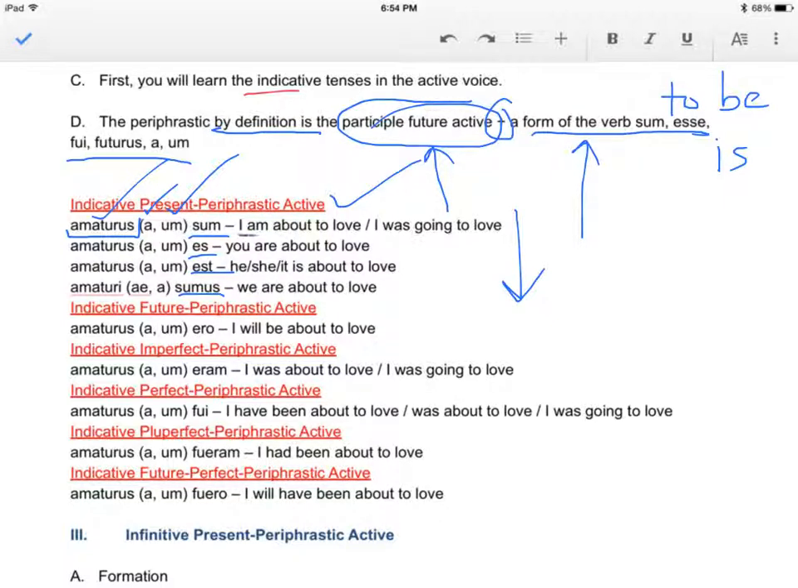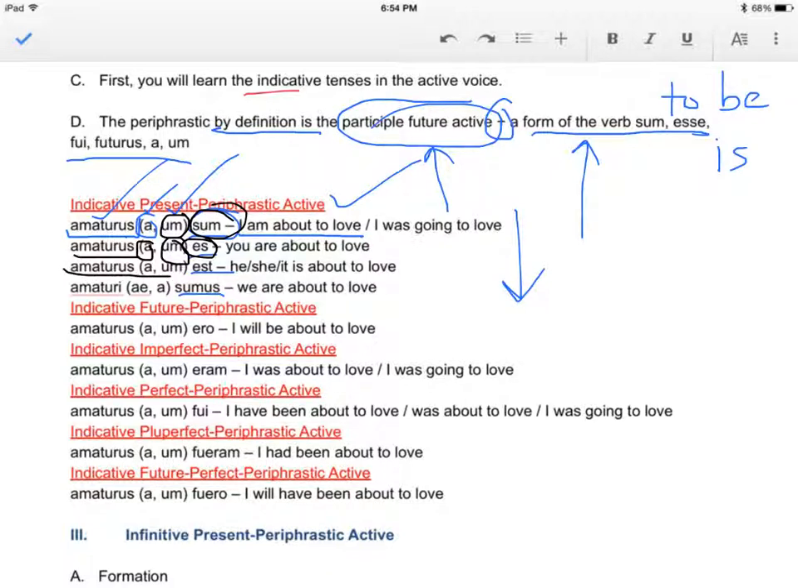For example, since I'm a man, I would say amaturus sum. If you're a female, you would say amatura sum. If it were a thing, it would say amaturum sum, which of course is unlikely because things aren't speaking. Nonetheless, it is possible. Same thing: amaturus, or amatura, or amaturum, depending on the gender.